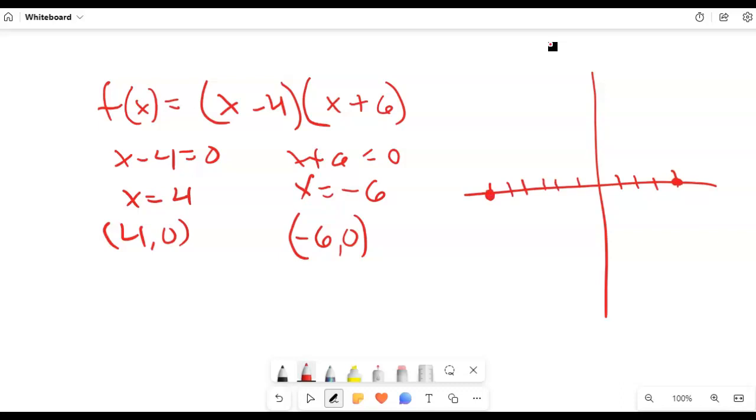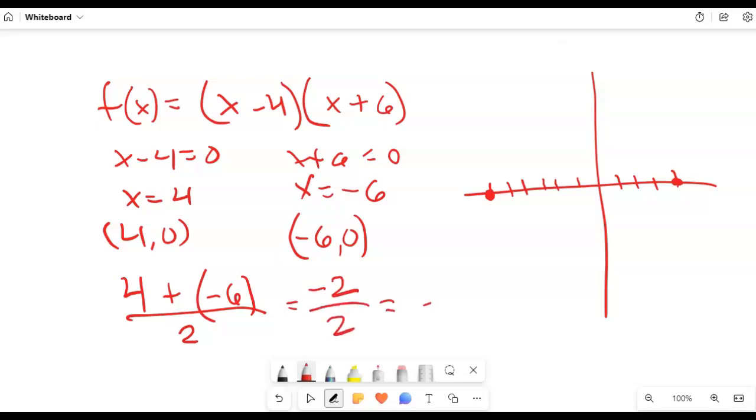So now if I want to find the vertex, I know that the vertex is right in between, or in the midpoint. The x value is the midpoint of these two values. It should fall right in between these two. So what I'm going to do then is we can add 4 plus negative 6. That negative still has to stay, and then divide by 2. And what will end up happening is we will get 4 plus negative 6 is negative 2, divided by 2 is negative 1. This means that the x value of my vertex will be negative 1.